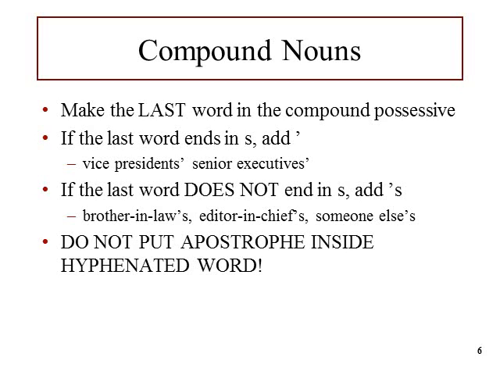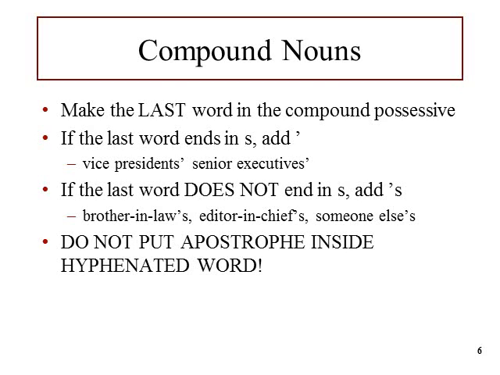Let's talk about compound nouns. Let's say you have a word like vice president or senior executive or brother-in-law. To make this possessive, you want to make the last word in the compound possessive. So this is different from when you made plurals. For example, if I had two brothers-in-law, that means it's plural. But in this case, I have maybe only one brother-in-law, and I'm talking about his or her house or condo or whatnot, so it's brother-in-law's or editor-in-chief's, that kind of thing. Let's take a look at vice presidents, senior executives.